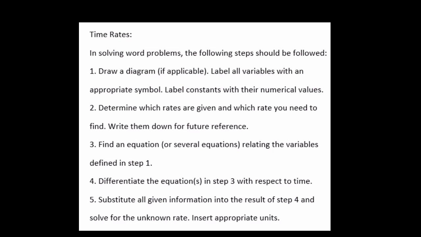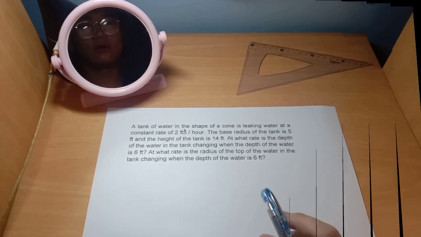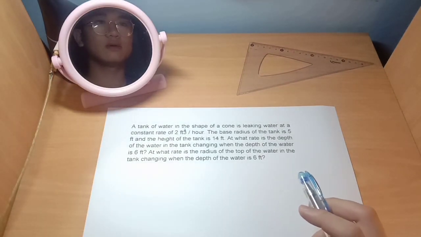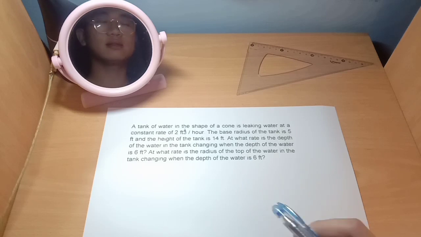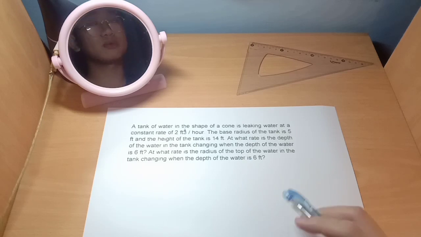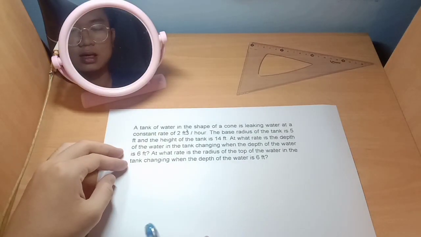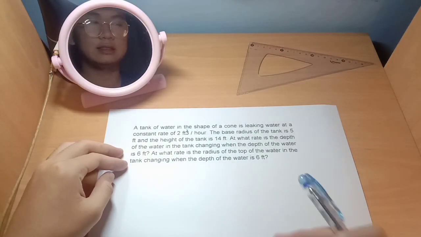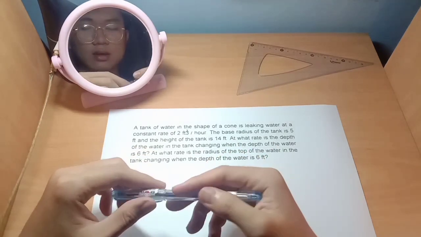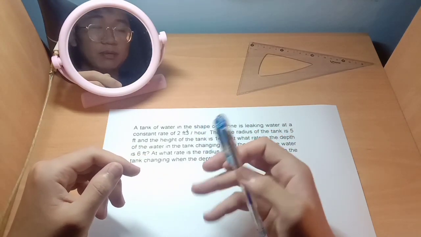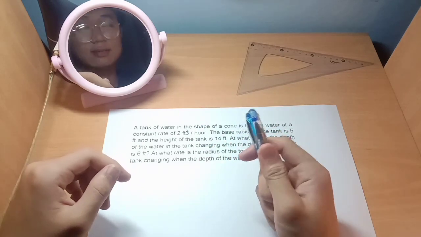So after we've learned the steps for solving problems involving time rates, now let us proceed to solve this problem. As I said in step 1, draw a diagram if it's applicable or possible, and label it.